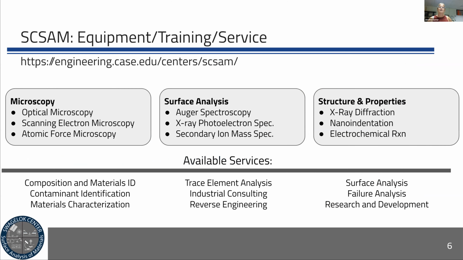The CSAM facility provides equipment, training, services, and expertise in microscopy, surface analysis, and the analysis of structure and properties. We have somewhere between 11 and 14 instruments that the engineers and scientists maintain depending on any given month. We've had a lot of movement of equipment in the last 2 years, so I'm not sure I actually have a number.